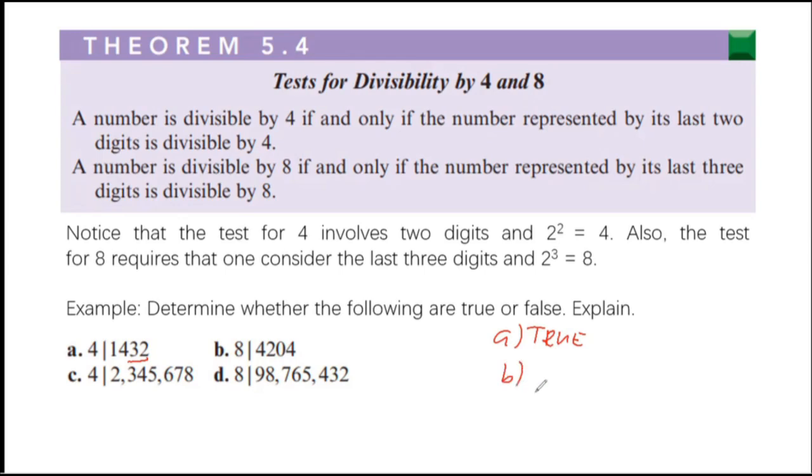Next, for letter A, sabi ng ating definition or ng theorem, para maging divisible by 8, tingnan mo yung last 3 digits. 204. So, ang tanong, yung 204 ba ay divisible by 8? No. 204 by 8 is 25.5. So, meron siyang remainder other than 0. Therefore, ang letter B natin ay false.